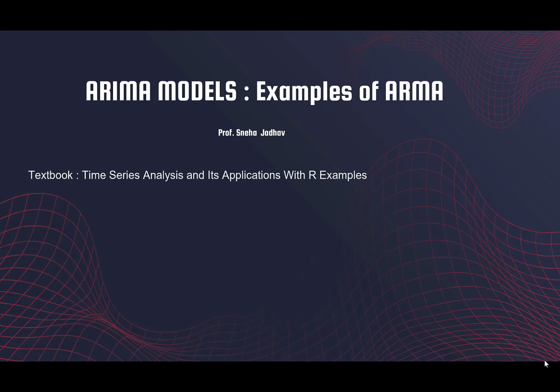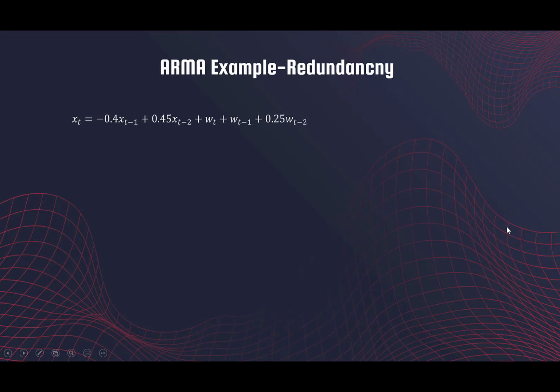Hey everyone, welcome back. So in this video we shall look at an example of a time series model and we shall investigate its redundancy, causality as well as invertibility. So this is the ARMA model that we shall consider, and it can be rewritten in this fashion using the backshift operator. So this appears to be an ARMA 2-2 process at this point.